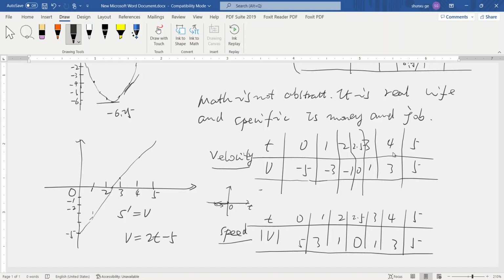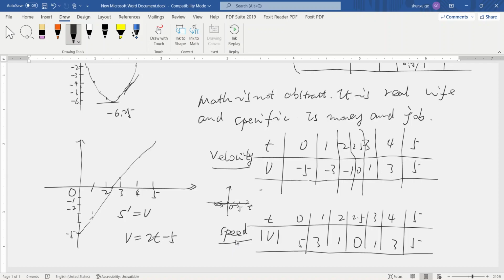So when time equals 3, the velocity becomes 1. When t equals 4, the velocity becomes 3. When t equals 5, the velocity becomes 5. For example, here is 5. Okay, so this is velocity. How about speed compared with velocity?